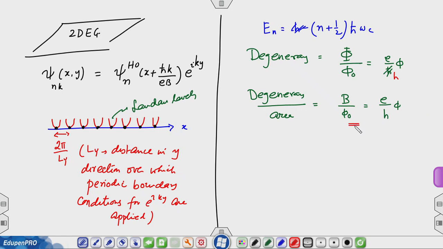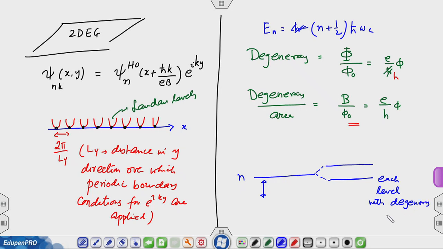You may wonder whether we put 2 electrons in each or 1. The answer is 1, because suppose I take one particular Landau level, which is nth level. This also gets split due to interaction of spin with the magnetic field. So, this is each level with degeneracy equals e over h B. Again, I am making a mistake here, it is B per unit area. So, this is what we had set up.